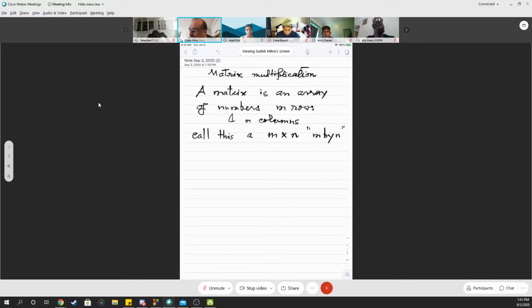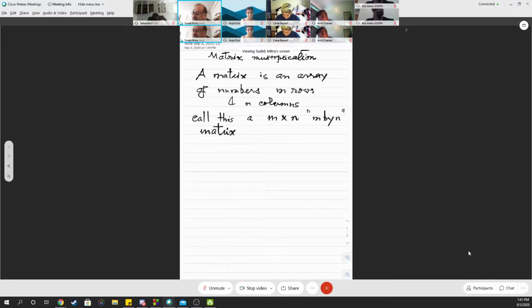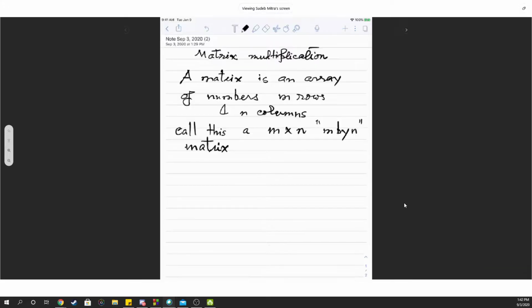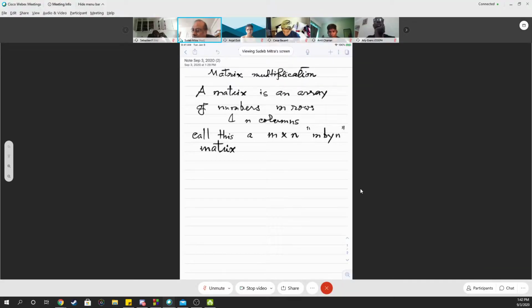M by n matrix. We write it as m by n, it's not m times n. We pronounce it as m by n matrix: m rows, n columns. So what is the best way of writing a matrix? It will be like this. Suppose it has m rows, n columns. See how I am writing it.